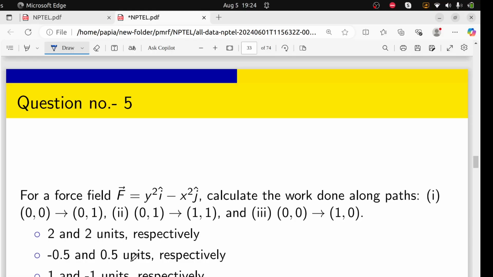Now coming to the question number 5. Question number 5, a little bit lengthy question, but not that much lengthy. Here, for a force field, calculate the work done along the paths 0, 0 to 0, 1, 0, 1 to 1, 1, 0, 0 to 1, 0. Okay, so this is the case.